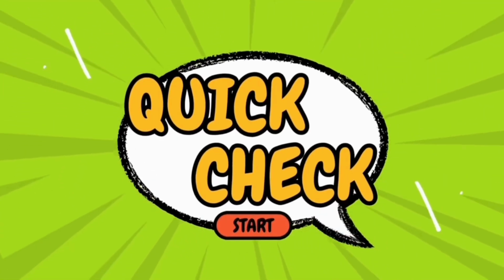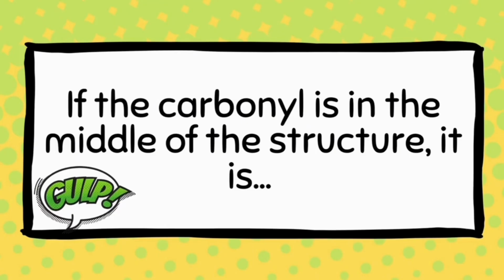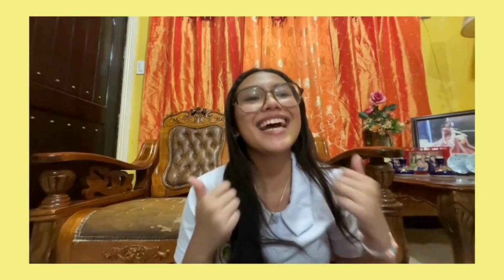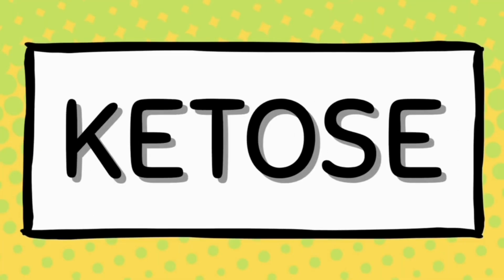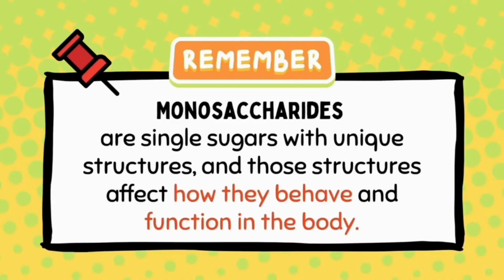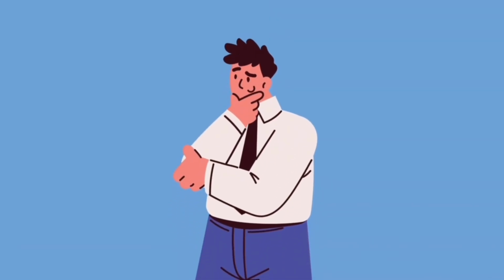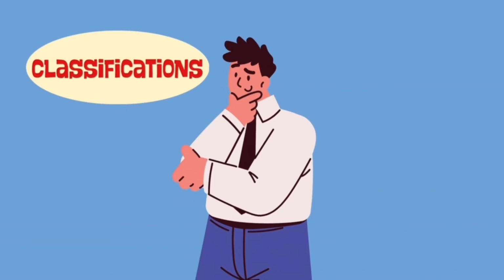So, quick check. If carbonyl is in the middle of the chain, or the middle of the structure, what do we call that? That's right, a ketose. So fructose is a ketose because of where the carbonyl is, and glucose on the other hand is an aldose. So remember, monosaccharides are single sugars with unique structures, and those structures affect how they behave and function in the body.